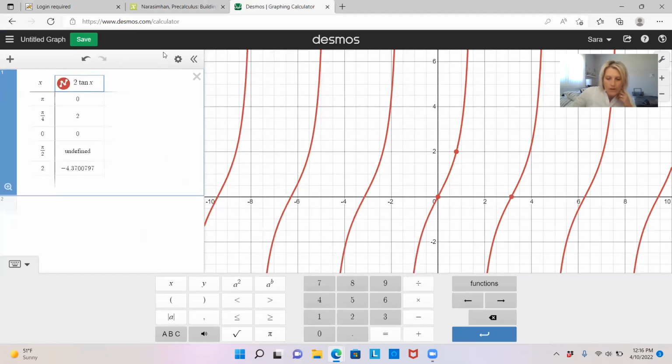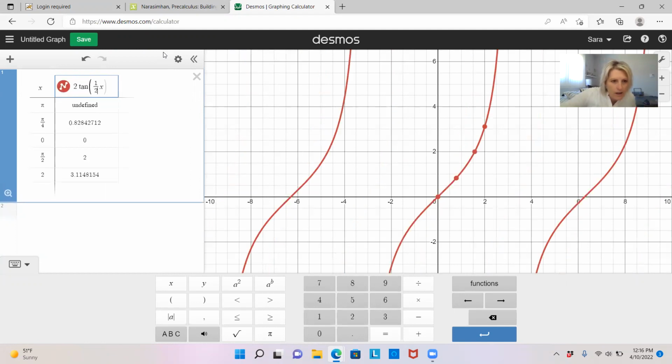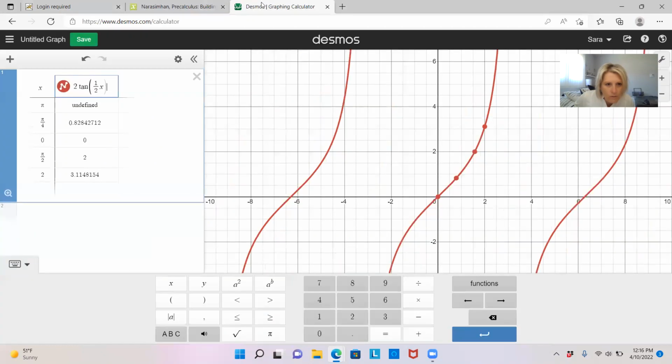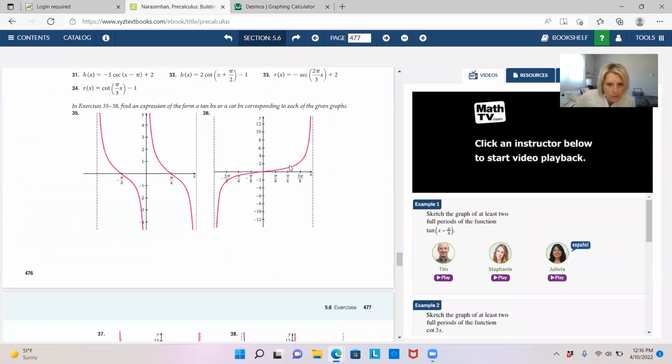So I want to do something inside my x. So what if I did 1/2 x? At pi over 2, it's 2. No, pi over 2 is undefined, so that's not going to work. Okay. Pi over 4, it's 2. That is true. Or pi over 4, it's only 1.